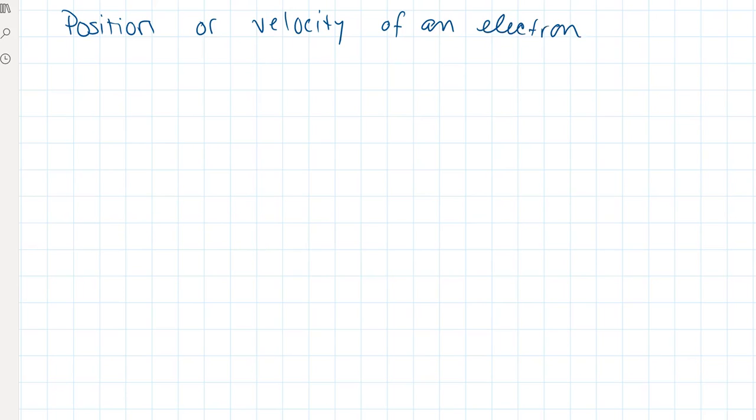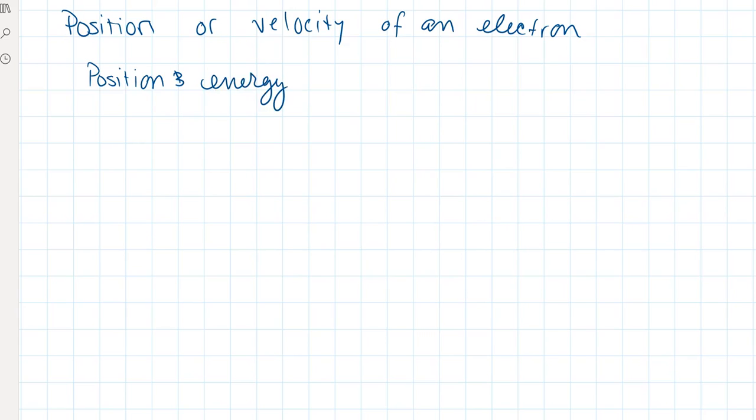We can either know position or velocity when it comes to an electron. And the more certain we are of one, the more uncertain we become of the other. And this also means that position and energy of an electron are in the same boat.